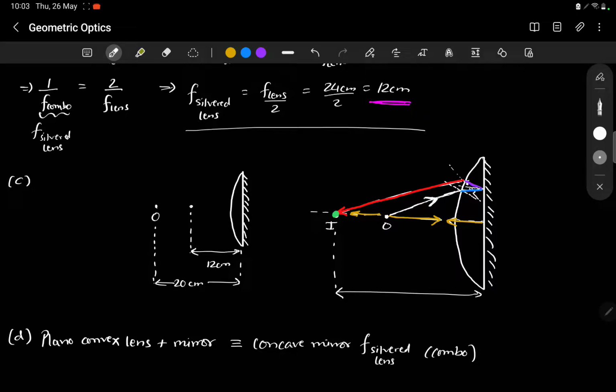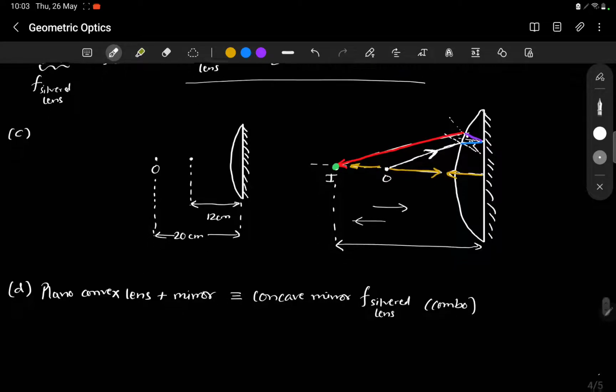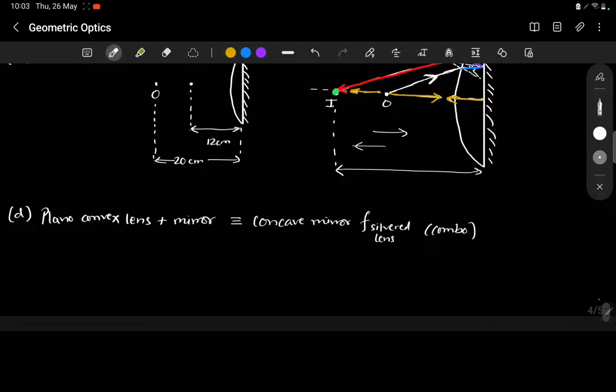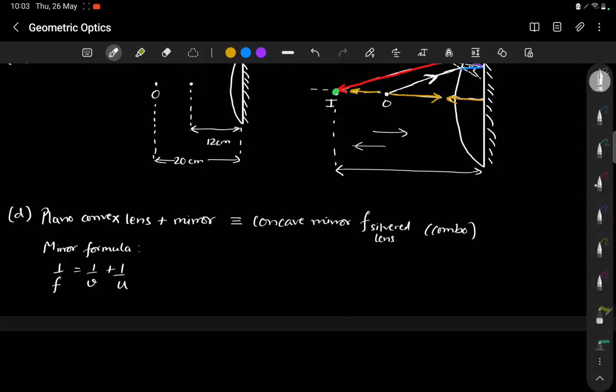Why am I saying so? Because the rays are getting reflected. The rays are coming in from here, and then they are getting reflected, and then they are moving back and forming an image on the same side as that of the incidence. So this is like some sort of a concave mirror configuration. So we will use the mirror formula here. The mirror formula says that 1 by f is equal to 1 by v plus 1 by u. This is the mirror formula.